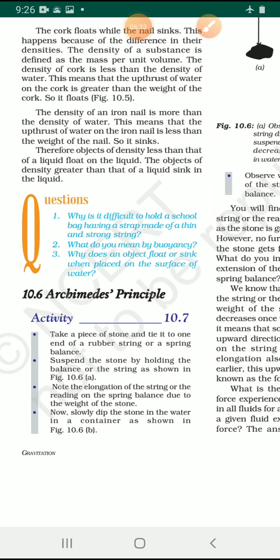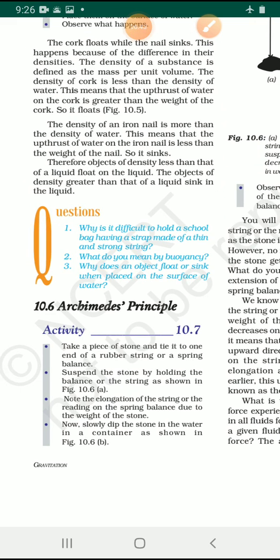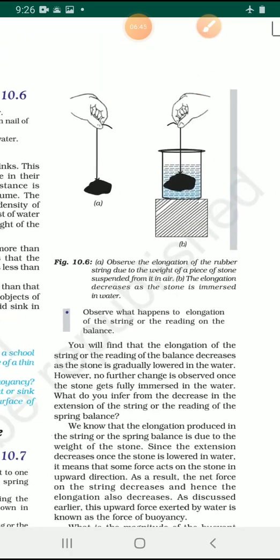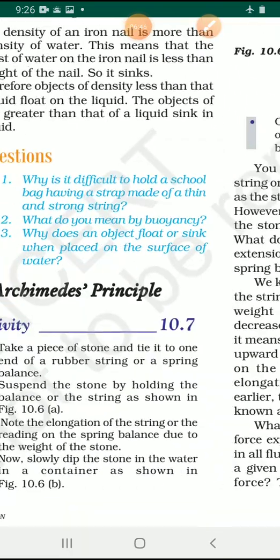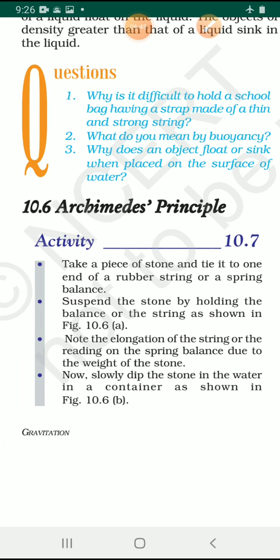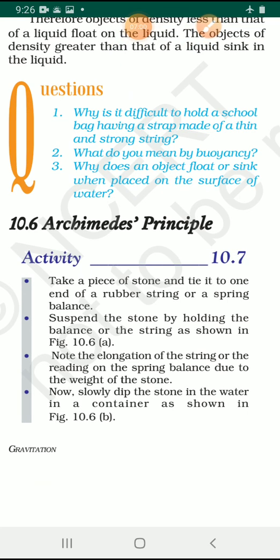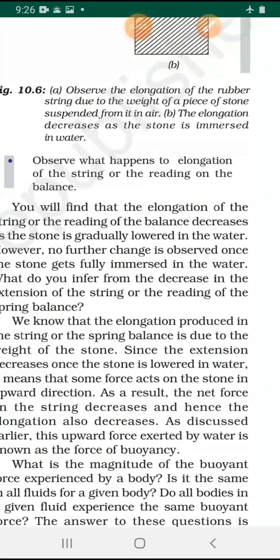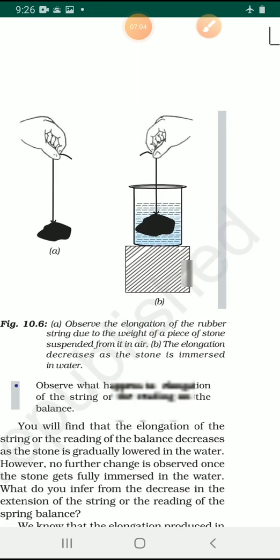In this activity, you can see here, children take a piece of stone and tie it to one end of a rubber string or a spring balance, as you can see in the picture here. Next, suspend the stone by holding the balance or string as shown in the figure. Note the elongation of the string or the reading on the spring balance due to the weight of the stone. Now slowly dip the stone in the water in the container as shown in the figure. As you can see here in the picture, you are able to understand very clearly.